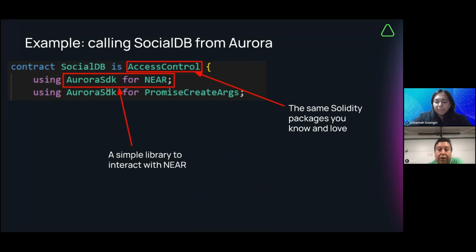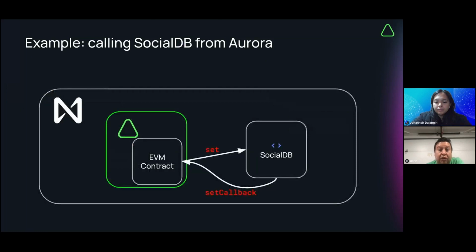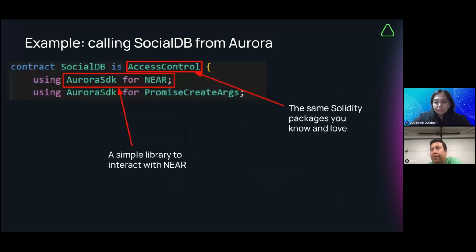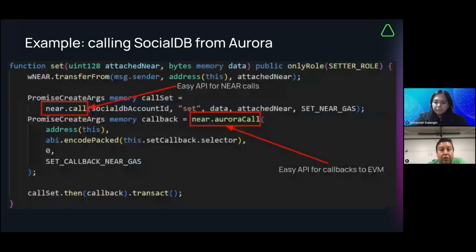In this case, we're calling from Aurora to NEAR. So we are talking about a Solidity contract, right? So you should probably have installed the npm package, and then you just call the Aurora SDK from the NEAR library. So this is the general idea here. Using the SDK, you just call the contract you want to use.